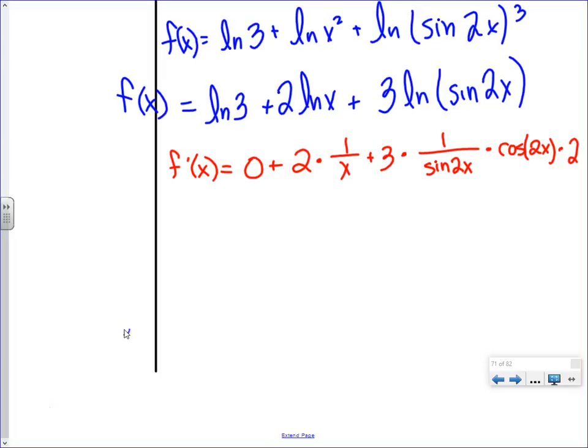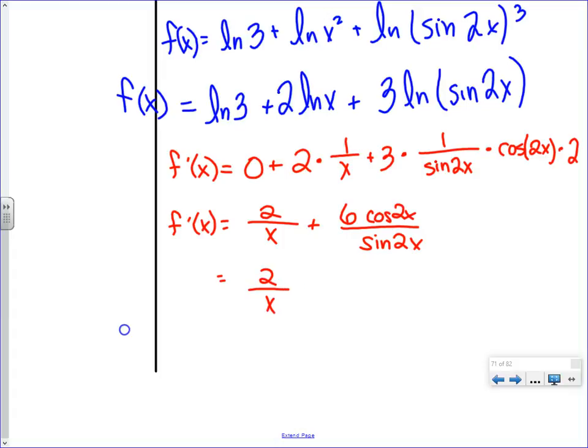That looks messy. But theoretically, that was a lot easier than what we thought we were going to have to do on the page before. Because now we have 2 over x plus, well, 3 times 2 would be 6 cosine of 2x over sine of 2x. And if you want to be really snazzy and think like an AP person, you'll say, cosine over sine, isn't that cotangent? But that's just if you want to think like an AP person who might be writing the questions and the multiple choice answers that you'll be facing.